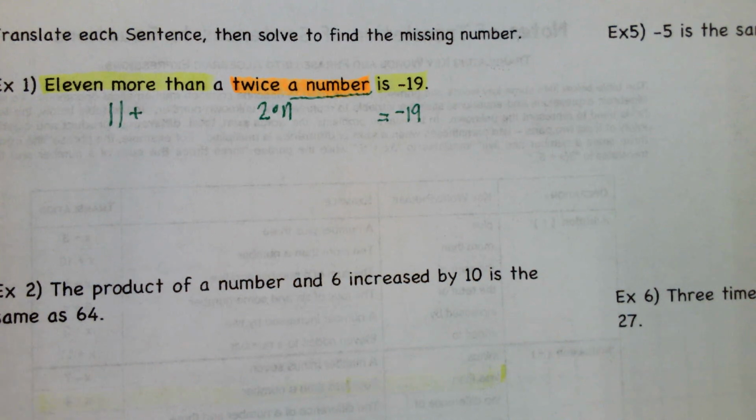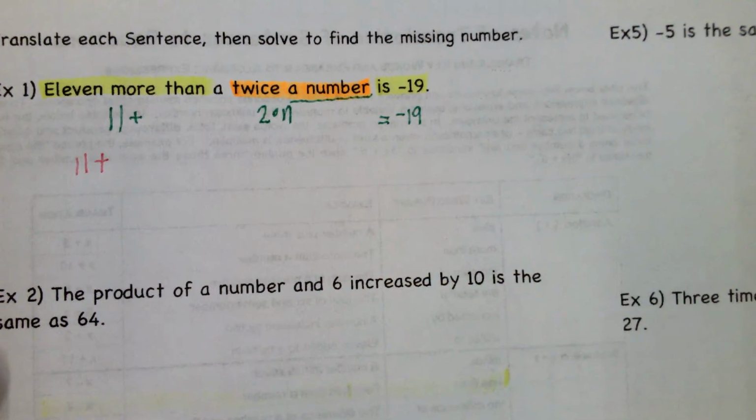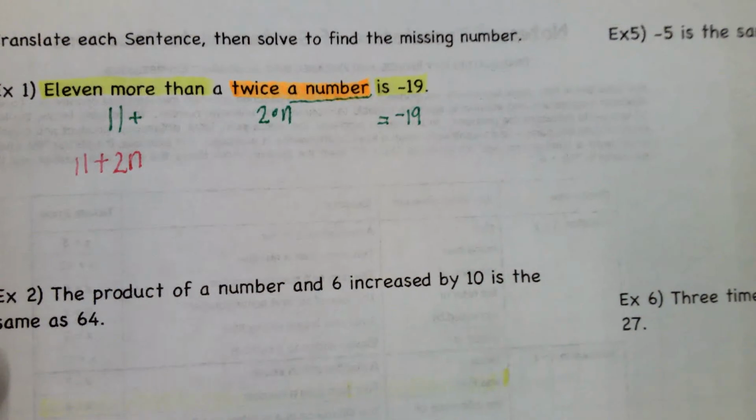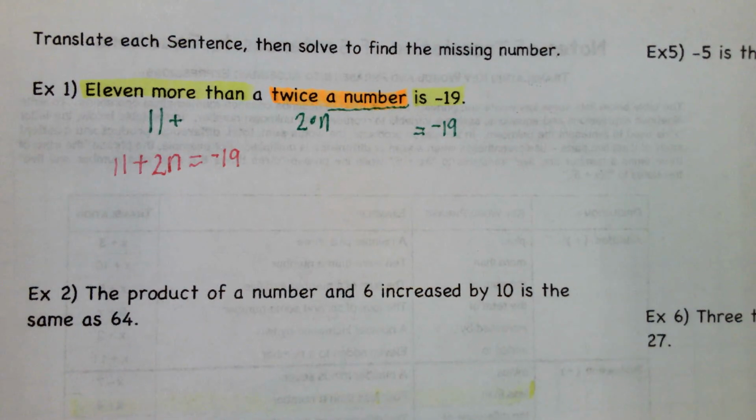So let's go ahead and put that all together. We can say, for example, 11 plus, and then 2 times n, we could just say 2n, right? Whenever we're multiplying a number times a variable, we don't need anything. And then equals negative 19. So that's one way to write this.